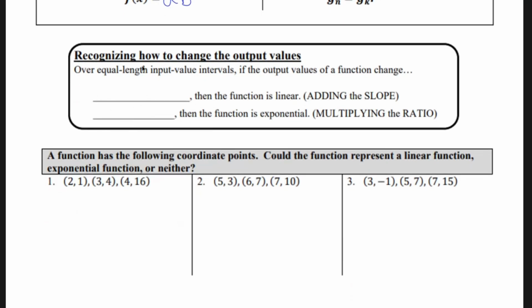Now, over equal length input value intervals, which means if you have a chart and they all go up by the same x value every time, if the outputs of a function change arithmetically, which means you just add and subtract every time, then the function is linear. You add the slope.